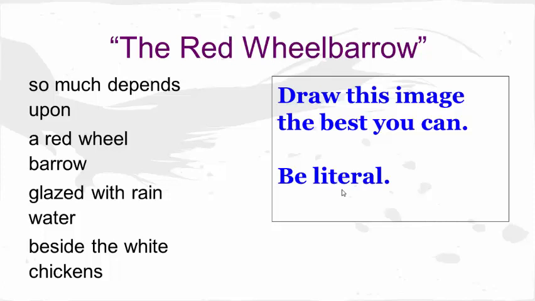So you drew a wheelbarrow glazed with rainwater next to some chickens. Now what I want you to do is take that other colored writing utensil and draw the imagery around it. Where is this? What setting makes sense? The surface of the moon doesn't make sense. So where does? Draw a context around the picture that makes this image make sense.